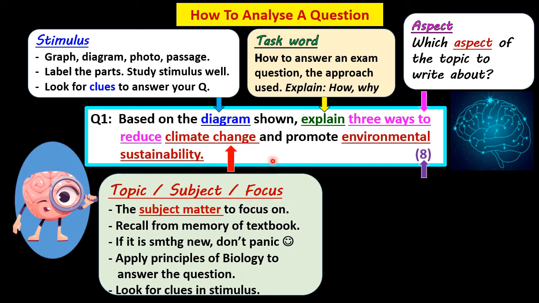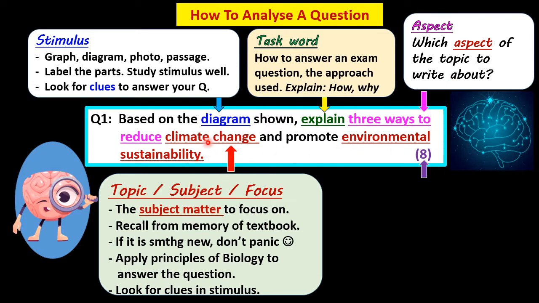Then another topic involved here is environmental sustainability, meaning the process whereby we protect the environment although we are carrying out development, and keep it in good condition for future generations. So it's related to climate change. What we are going to discuss now, the 3 ways to reduce climate change, is related to environmental sustainability, also chapter 10 of the Form 5 syllabus.